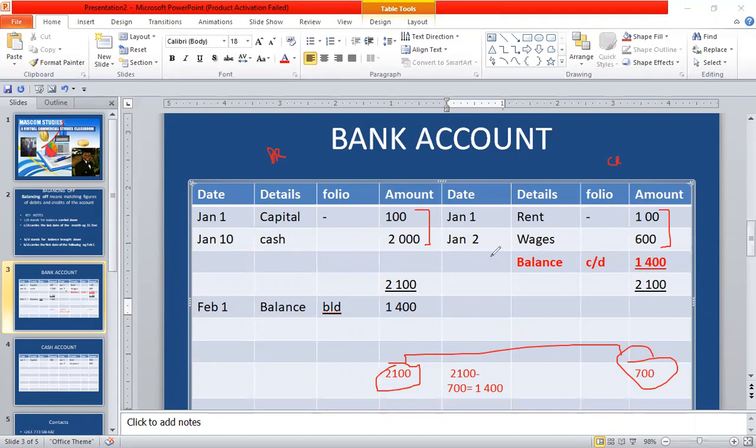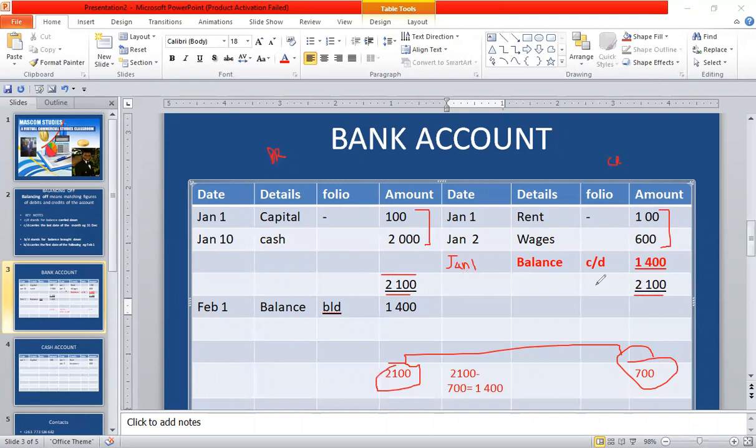We get 1,400. And where there is a shortfall, we write the balance CD, but we use the last date of that month. So here I omitted the date, and this is January 31. As we agreed in our notes, this is January 31. Where there is excess, we need to double underline this one, and we also need to put a line this way.